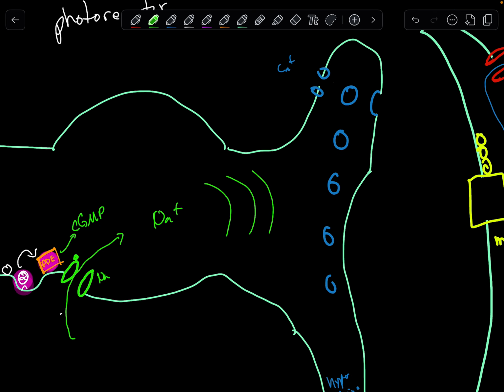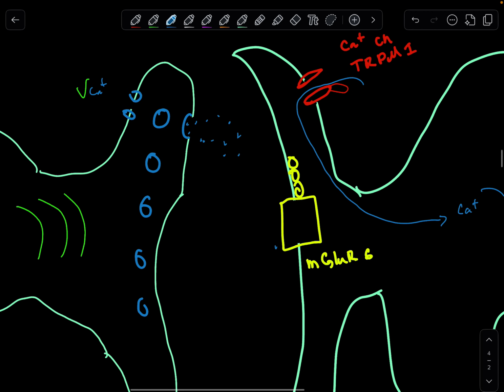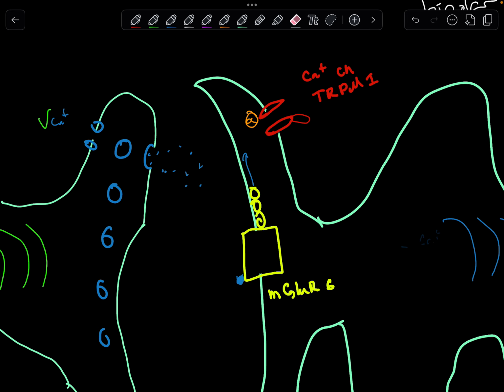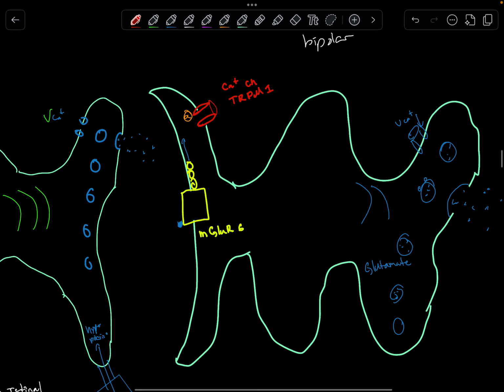It's going to create an action potential, open this voltage-gated calcium channel, and then calcium allows for glutamate to be released, and then the glutamate is going to bind to the mGluR6. mGluR6 is going to release an alpha particle. The alpha particle is going to bind to TRPM1, which will deactivate TRPM1 and close the channel. Channel's closed. No action potential occurs.